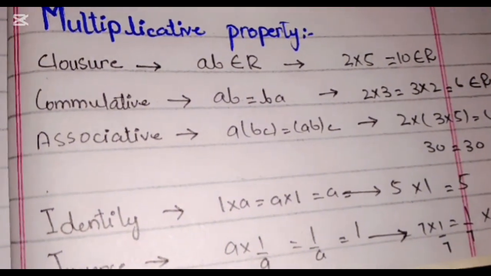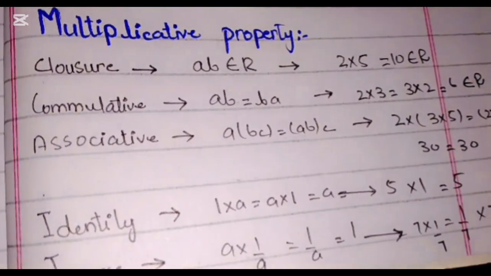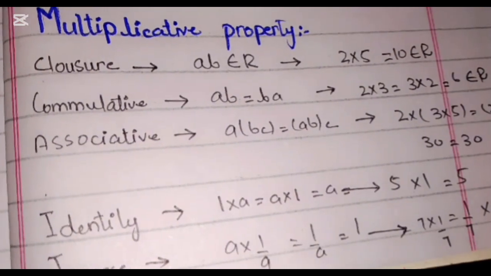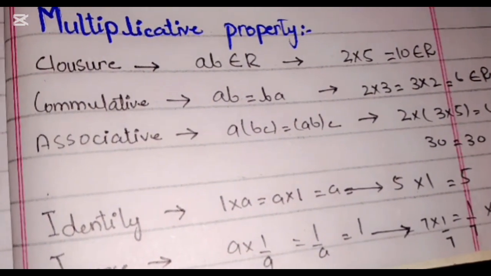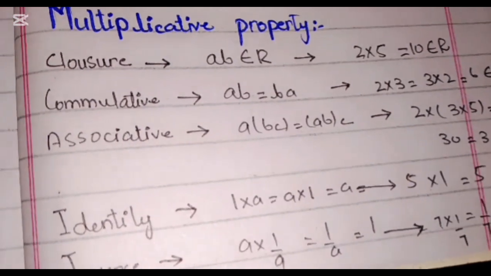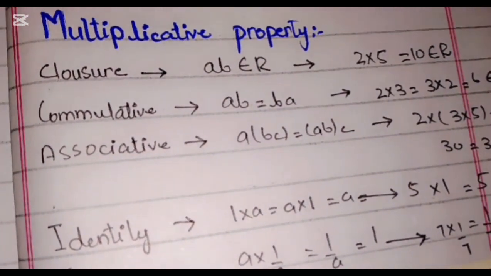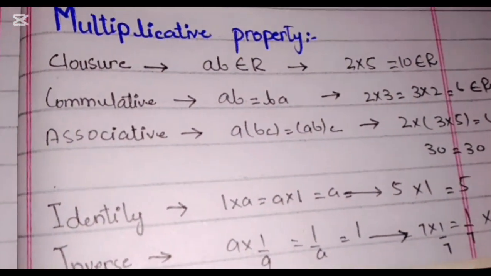The other property is the commutative property. In the additive property we add two numbers, but in the multiplicative commutative property we multiply two numbers and get the answer as a real number. For example, 2 multiplied by 3 on the left hand side is equal to 3 multiplied by 2 on the right hand side. We get the same answer on both sides, which belongs to the real numbers.